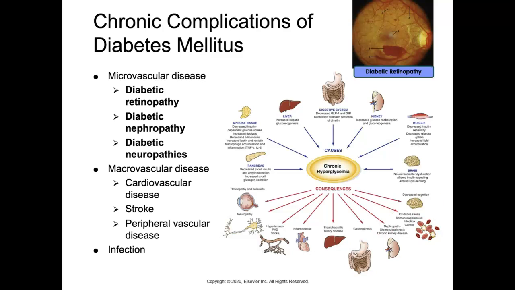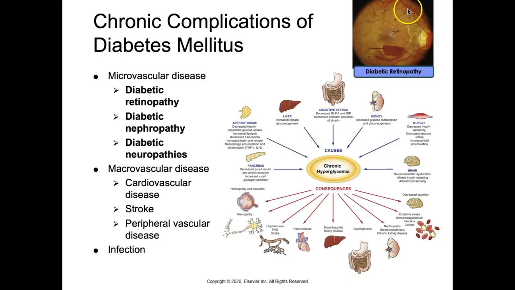Now moving into chronic complications, this gets a little bit more involved here. We've divided this out into microvascular disease and macrovascular disease. So with the microvascular disease, we start to see that there are complications within the capillaries. There's occlusion taking place, there's ischemia and hypoxia taking place as well, and that can lead to things like diabetic retinopathy, nephropathy, and neuropathies.